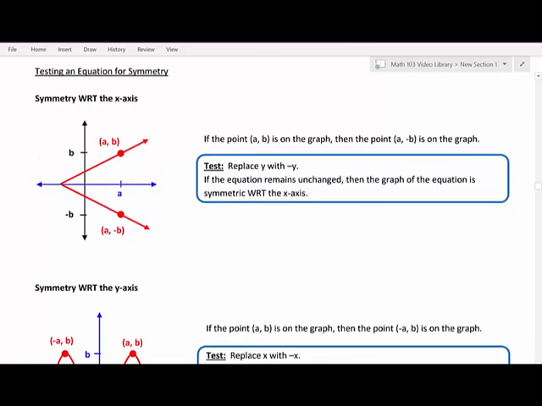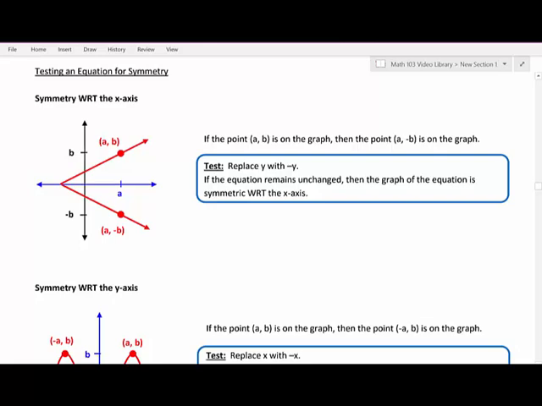We're going to be testing equations for symmetry. So let's start with symmetry with respect to the x-axis. I have the x-axis highlighted there in blue. A graph has symmetry with respect to the x-axis when it looks the same above and below the x-axis, as my graph in red does. Well, we've already seen that if the point (a, b) is on the graph, then the point (a, -b) is also on the graph, that the y-coordinate changes sign.